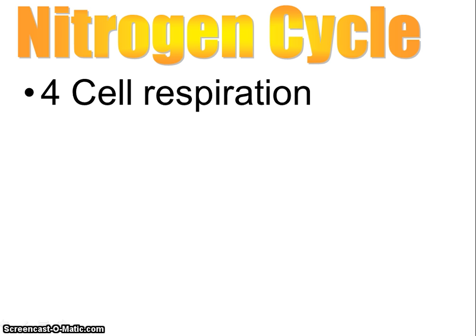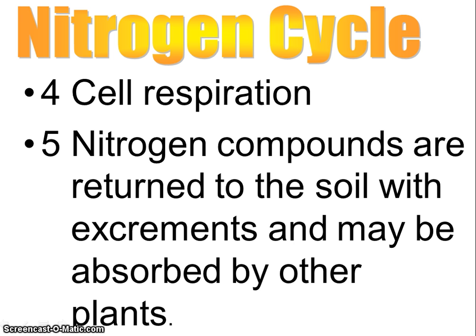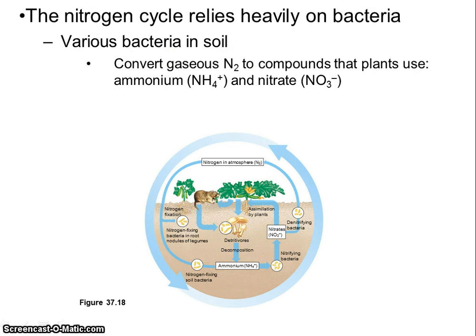And then we go through cell respiration. Decomposers convert it into inorganic ammonia, which is released as urea. The cycle will continue. Nitrogen compounds are returned to the soil with the excrement and may be absorbed by other plants, completing that. One important thing: nitrogen fixers rely on an enzyme that helps break the bond between the two nitrogen atoms to convert nitrogen gas into ammonia. It needs the bacteria from the legumes in order to do that conversion.